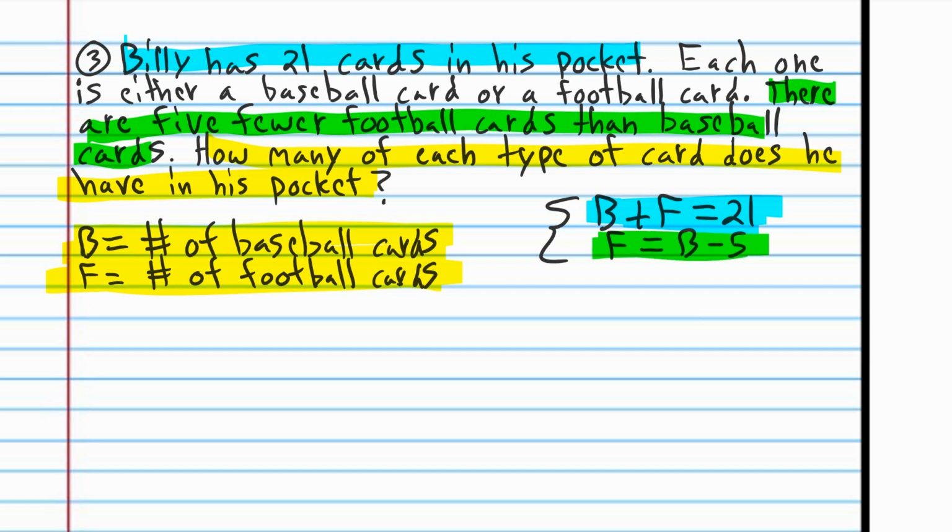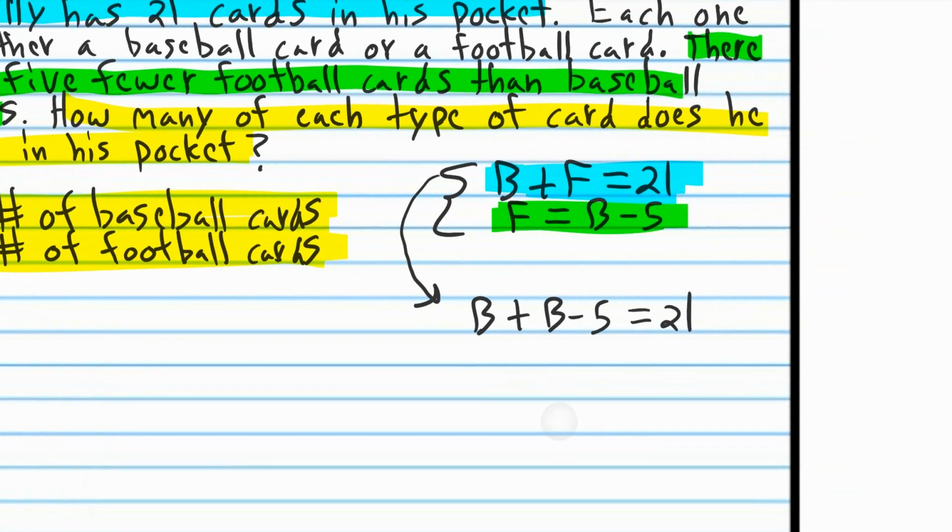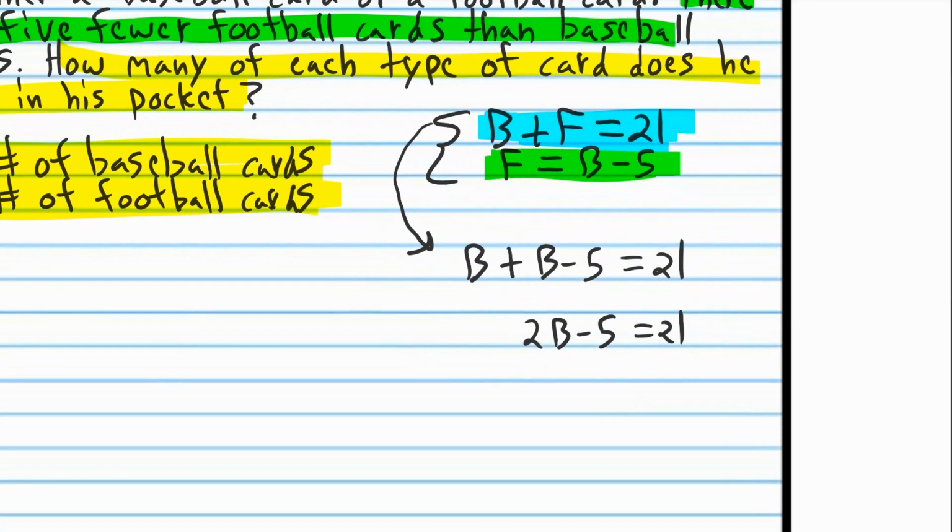So now we just have to solve the system. So we're going to use the blue equation, and we have B plus B minus 5 is equal to 21. So we just plugged in B minus 5 for F in the top equation. B plus B is 2B, and that's a two-step equation now. Add 5 to both sides and divide both sides by 2, and you get 13. So he has 13 baseball cards.